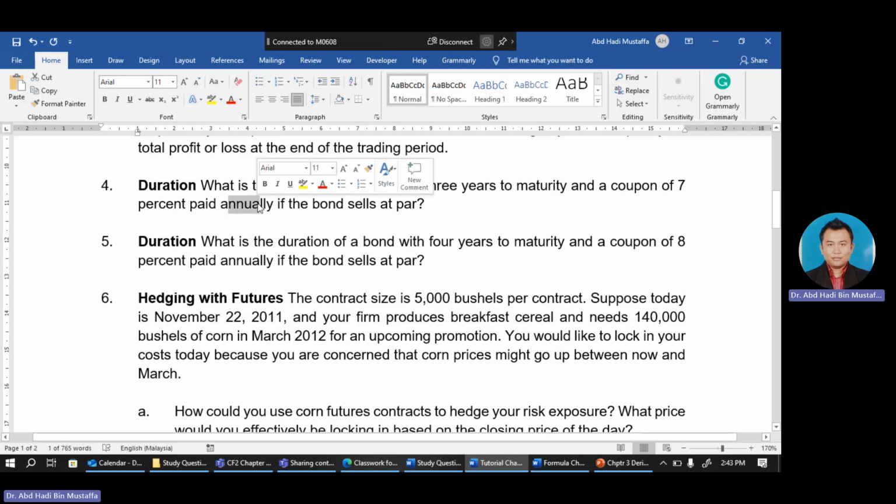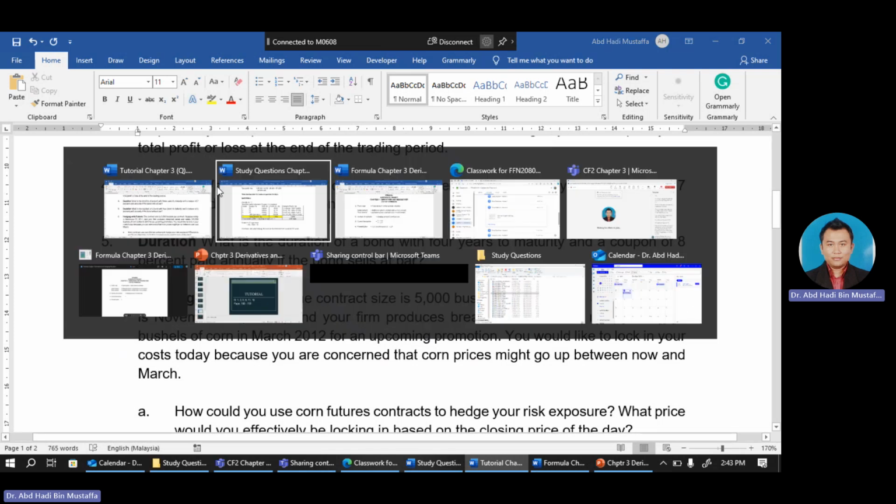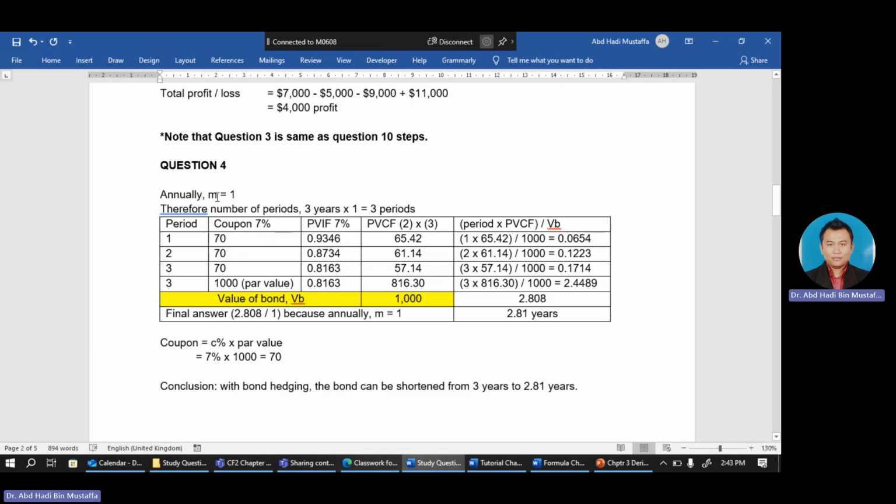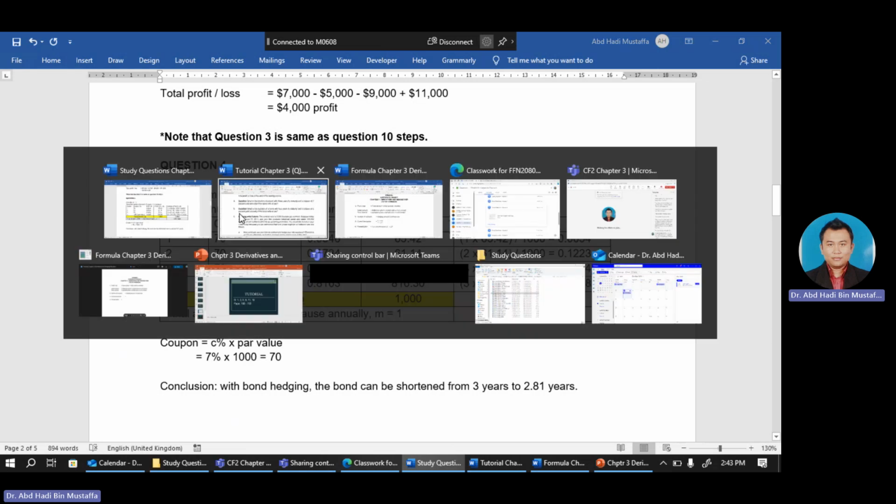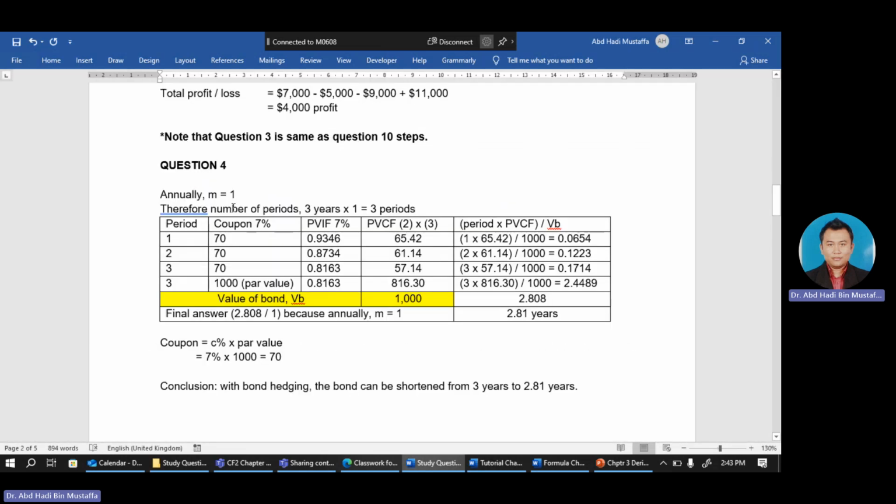Okay. If you learned in the previous chapter, annually means 1, right? Semi-annually means 2. Quarterly means 4. Don't worry about this one because normally the question asks either annually or semi-annually saja. Because if quarterly, meaning that there is a longer table you need to do. So the first thing first for question number 4 is, identify annually, M equals 1. Therefore, because this is 3 years, 3 years multiplied by 1, which is 3 periods. So that means period 1, period 2, period 3 and another period 3.